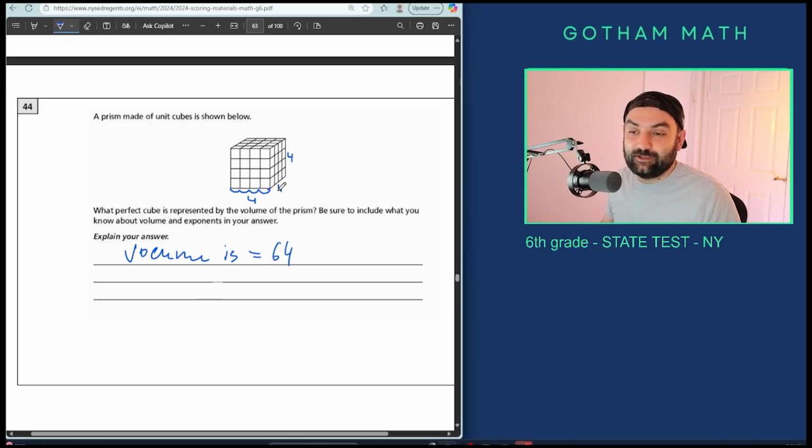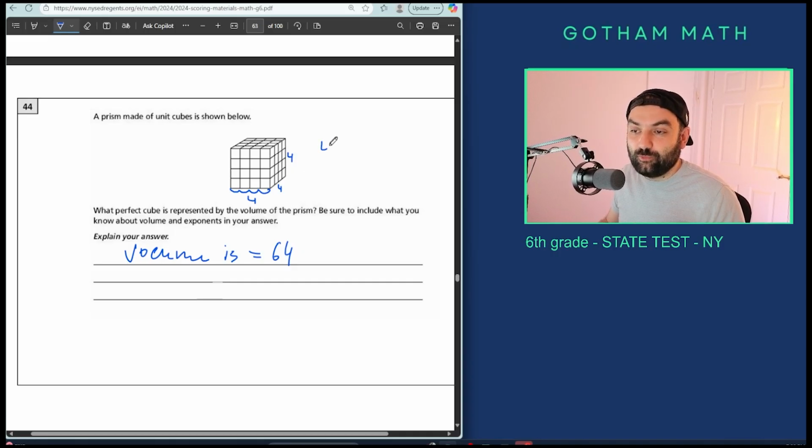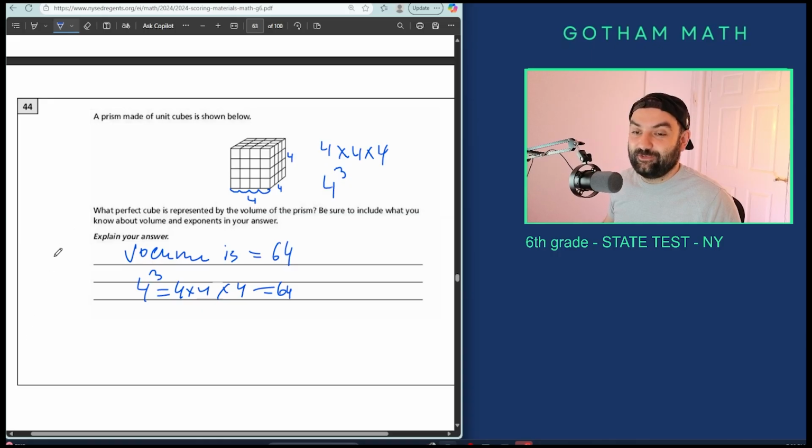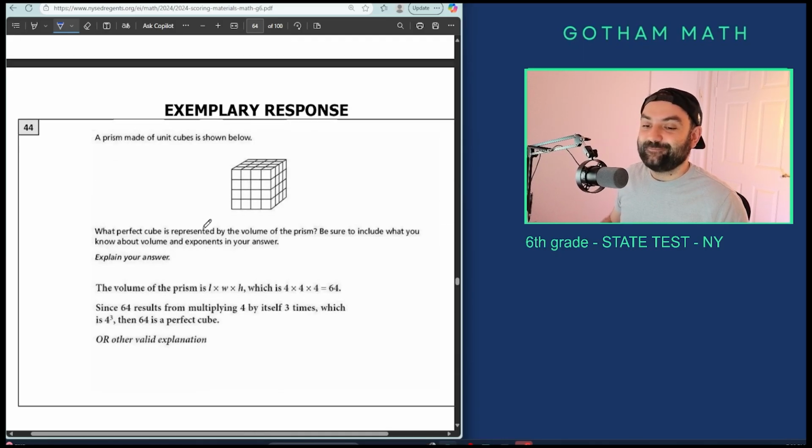Well, in order to calculate the volume of this cube, instead of doing 4 times 4 times 4, we can use something called an exponent. We can write 4 to the third power. 4 to the third power equals 4 times 4 times 4, which is 64. And that's basically it. I wouldn't write anything else, because what perfect cube is represented by the volume of the prism? I don't know. Maybe they wanted to say what cube without perfect. I don't know. Let's see.